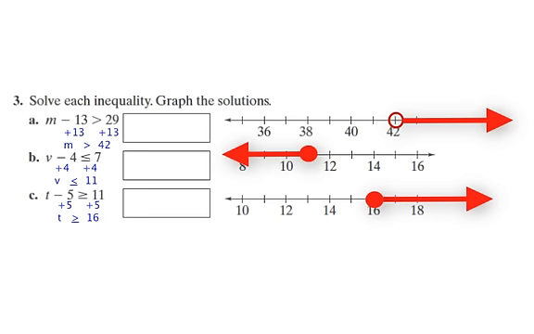So check your answers. Example A, M is greater than 42. So open circle at 42, arrow right. For B, V is less than or equal to 11. So closed circle at 11, arrow left. For C, T is greater than or equal to 16. So closed circle at 16 and arrow right.